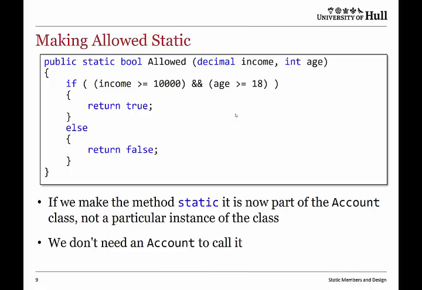My situation is I want to ask something to find out if this age and this income means I can make an account. I can't ask an account because I haven't made one yet. It's a chicken and egg situation kind of thing. So what I want to do now is have a method which I can call that just basically says yes or no, but it doesn't form part of any account instance. So I make it static. Let's go back to the code.